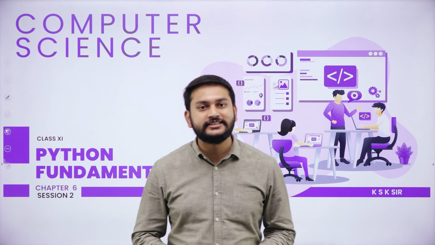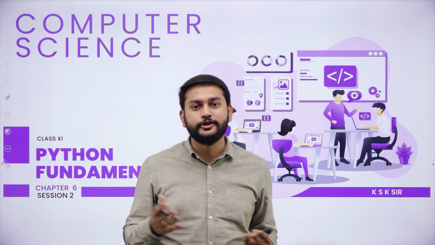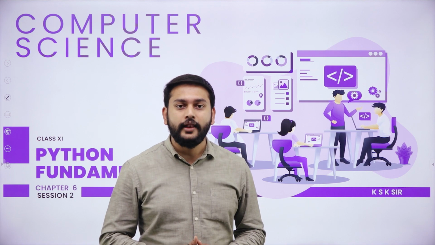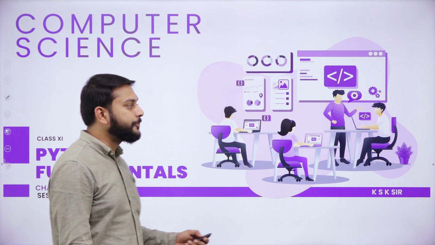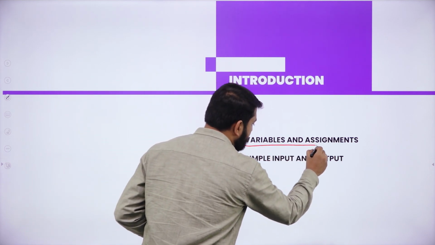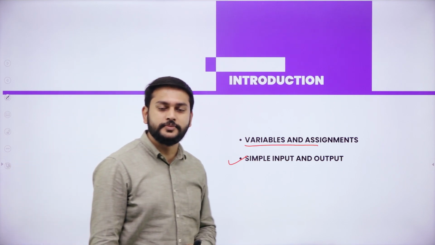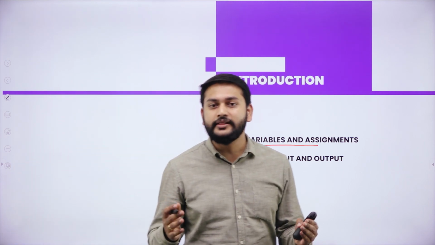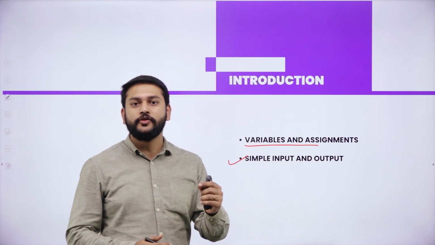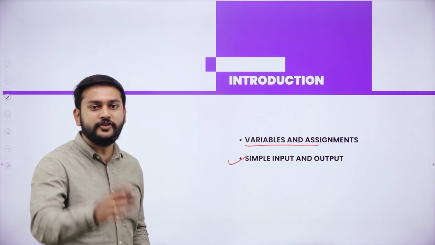What have I discussed in session 1? I discussed the tokens concept and also the physical components of a Python program. So let me take you to the next topics of this chapter. Next, I have variables and assignments, and I will also be discussing simple input and output statements. How do we take input from the user and how do we print the output to the screen is what we are trying to understand with respect to simple input and output. So let me start with the first topic.